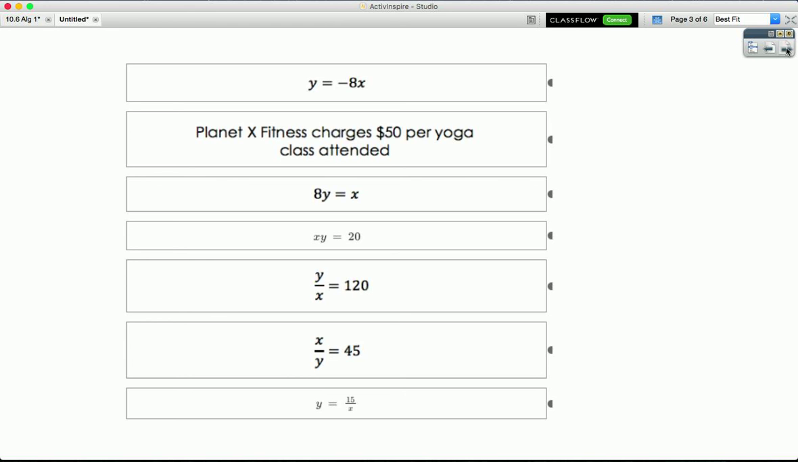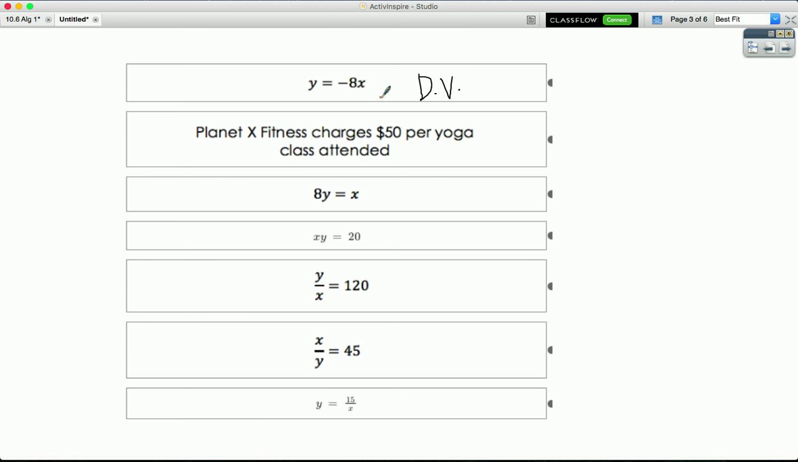Next question, you were to determine if it was a direct or inverse variation. If it was not already solved for y, that would be helpful to do so. If it was a scenario, it might be helpful to write a function or equation to model that scenario. So our first one, y equals negative 8x, is already solved for y, and it's just being multiplied by x with a y-intercept of 0, so it is a direct variation.